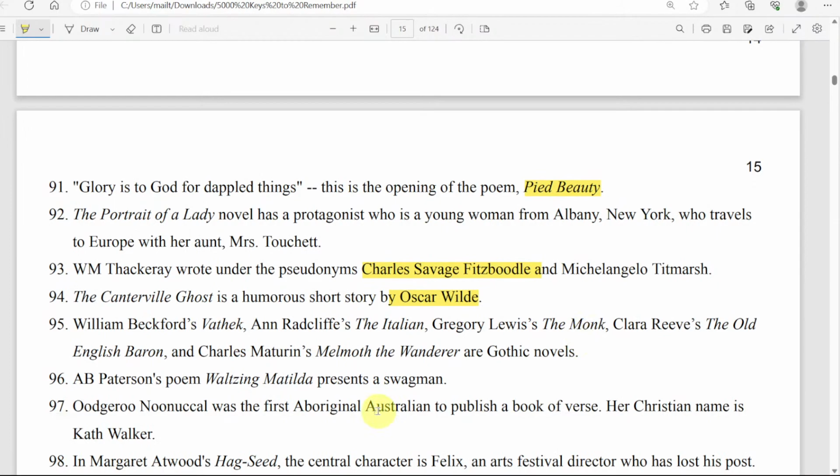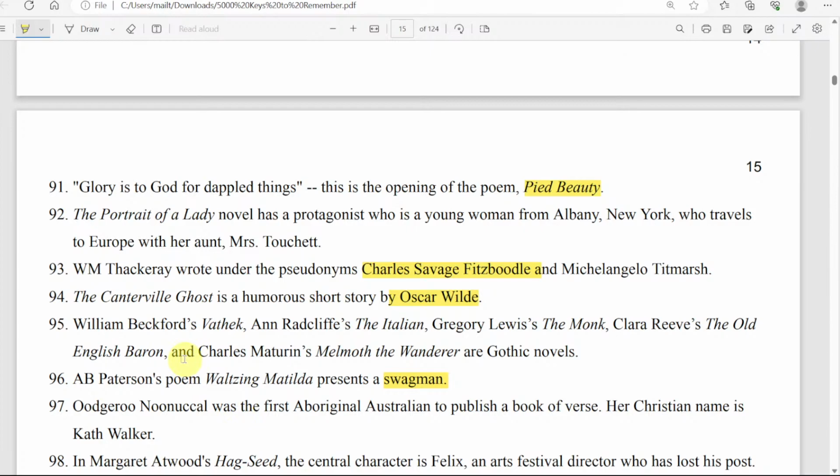A.B. Paterson's poem Waltzing Matilda presents what, a swagman. So you can just read. And Oodgeroo Noonuccal was the first Aboriginal Australian to publish a book of verse. Actually her Christian name is Kath Walker. So a couple of times they have asked about Kath Walker's original name, and that is Oodgeroo Noonuccal.